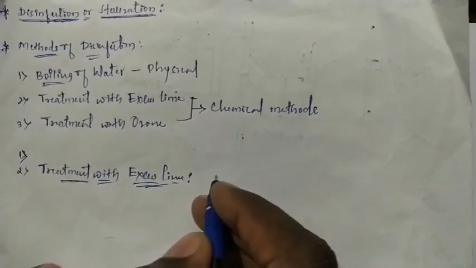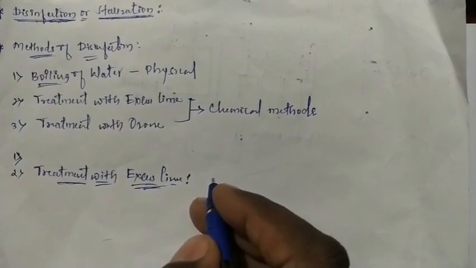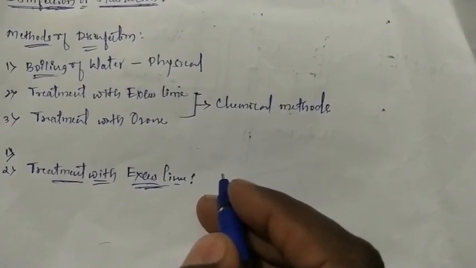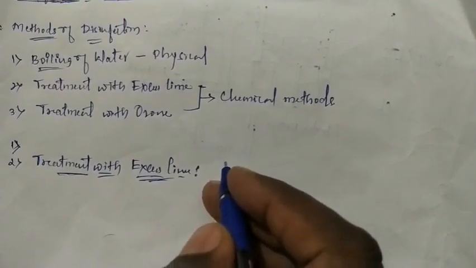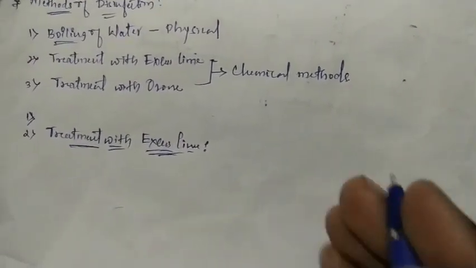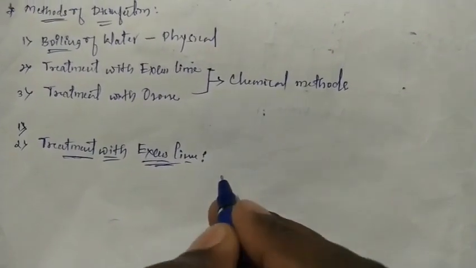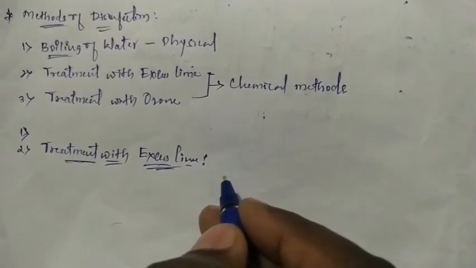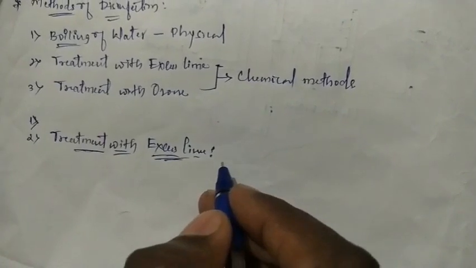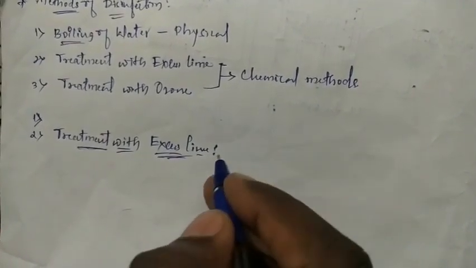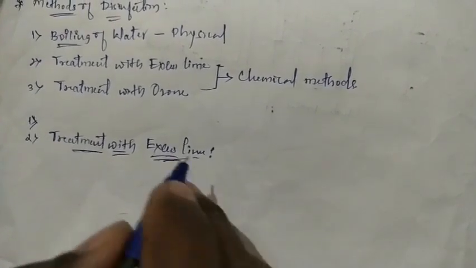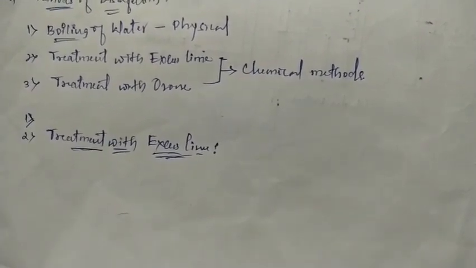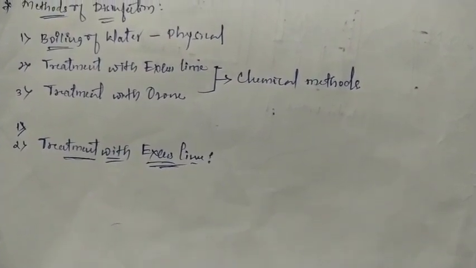Practically, after the removal of bacteria, the excess lime needs to be removed from the water before it can be supplied to the general public system. The excess lime used as a disinfectant should be removed in the public water supply system. For that we can use recarbonation to remove the excess lime present in the water sample. So this is the treatment with excess lime. By using this we can kill the pathogenic bacteria present in the water sample.